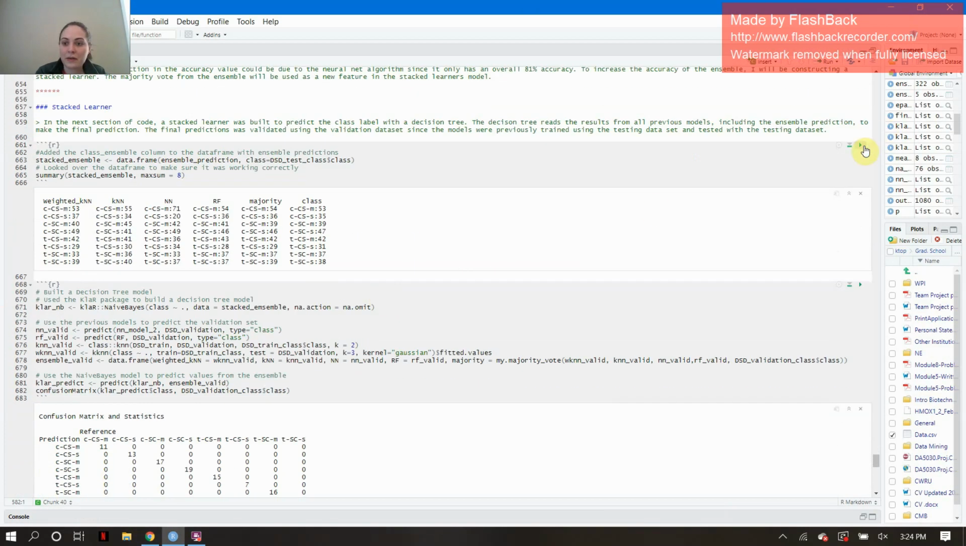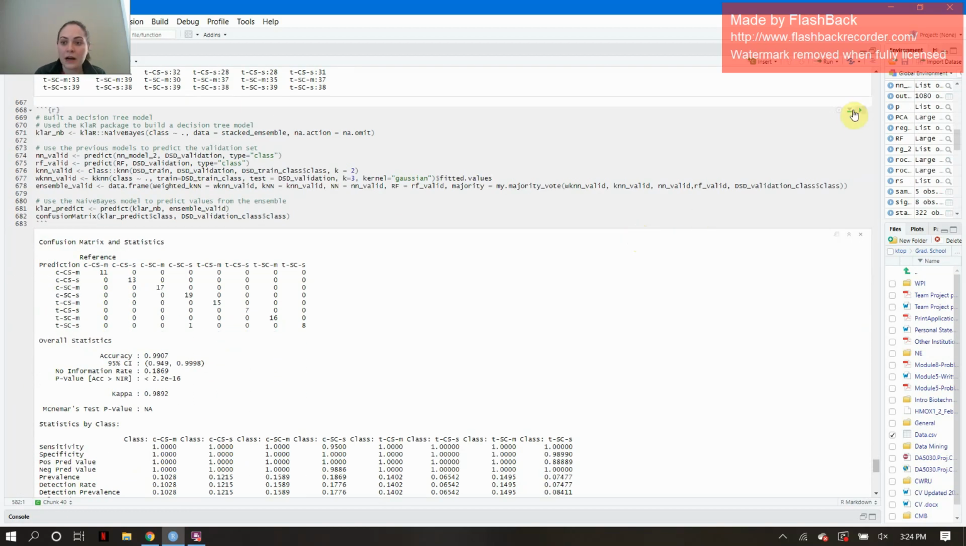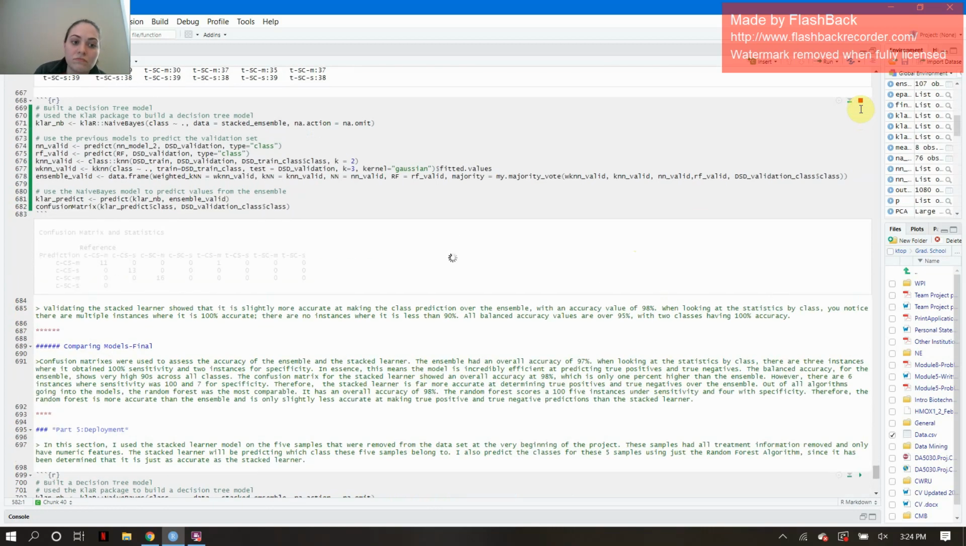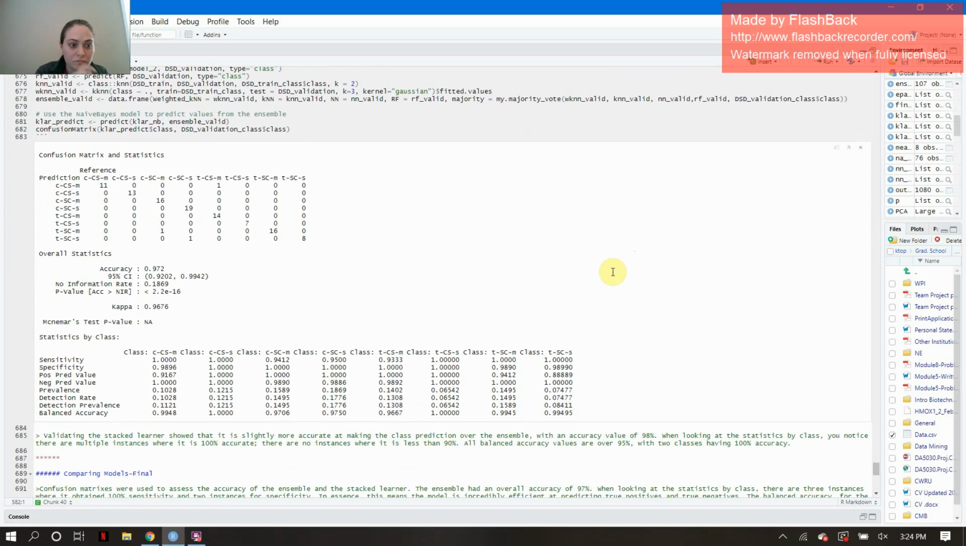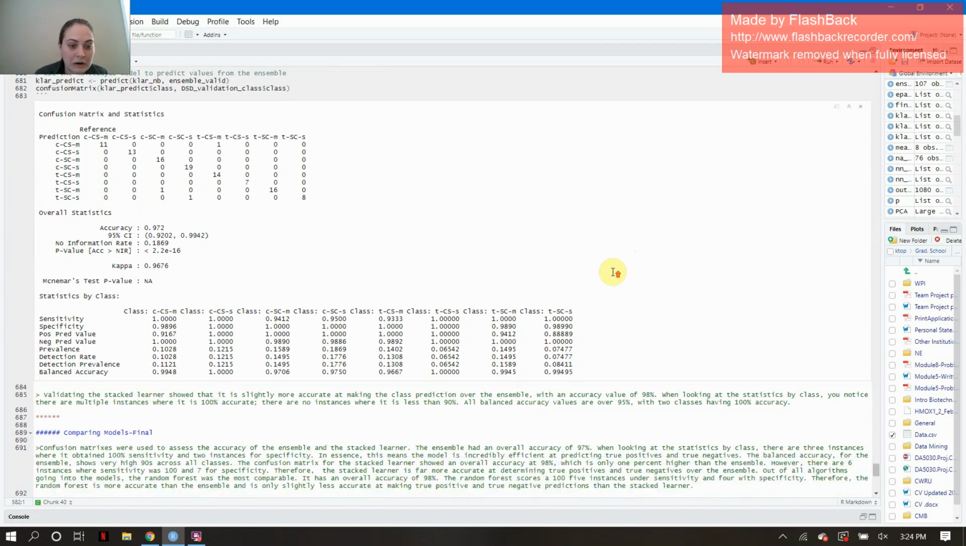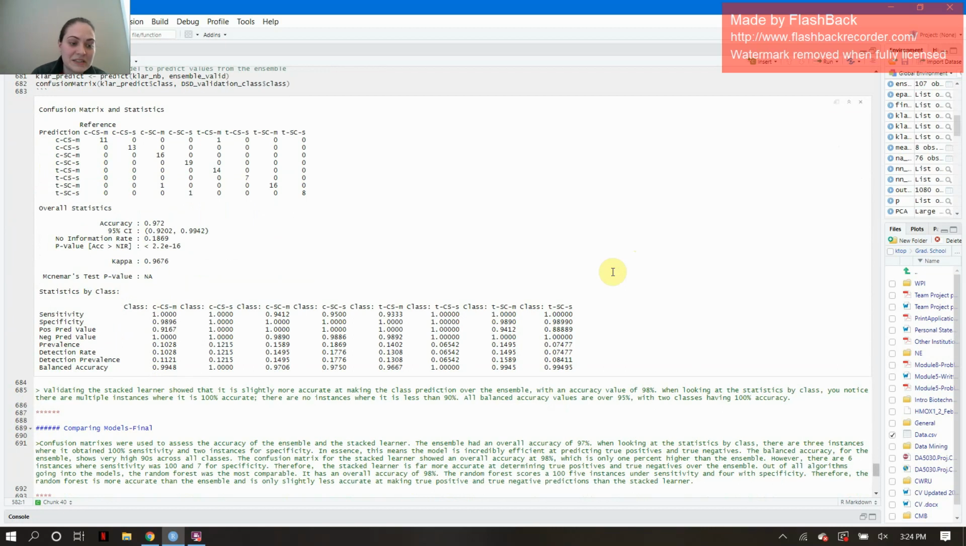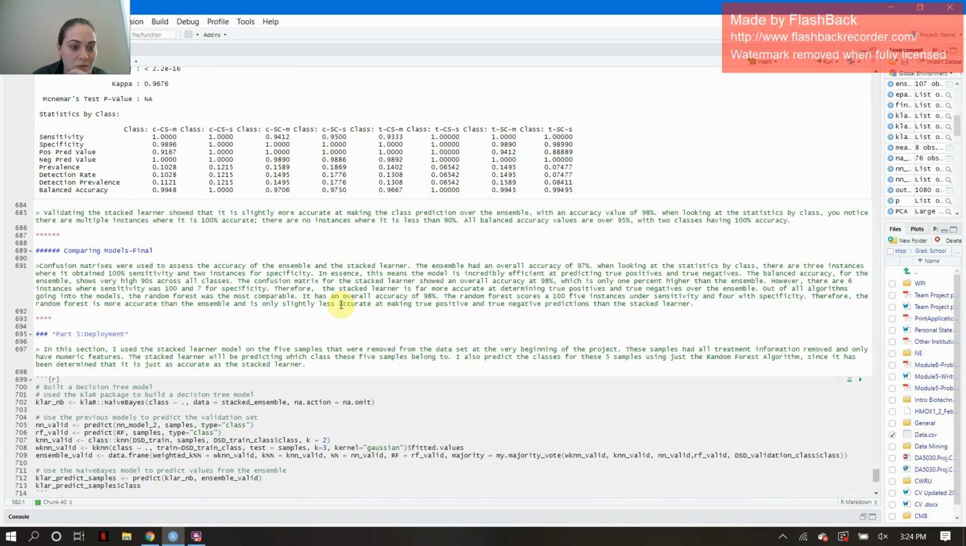So down here is where I build my stacked learner. And at this point, I'm no longer using the testing and training data. I've switched over to the validation data to test it on. So the stacked learner only did slightly better than the ensemble and the random forest. It does significantly better with sensitivity and specificity values per class, but it's only 1% more accurate than the other two models, which I do compare down here.